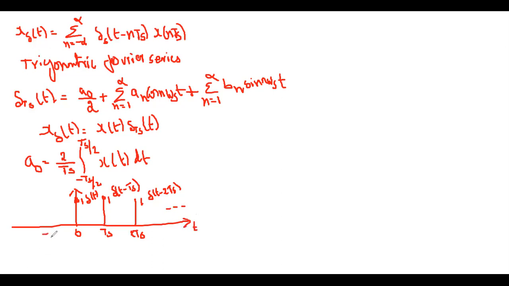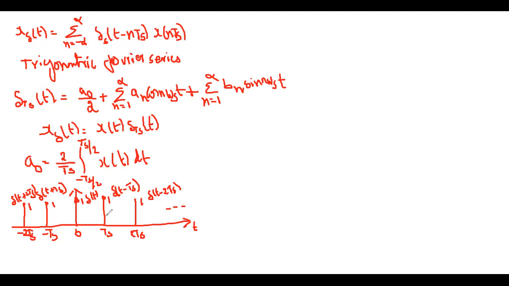And similarly, on the left hand side also it is shifted, minus ts, its magnitude is 1, delta of t plus ts, and minus 2ts, its magnitude is 1, delta of t plus 2ts. This is the sum of the total function, sum of n from minus infinity to infinity of delta of t minus n into ts.